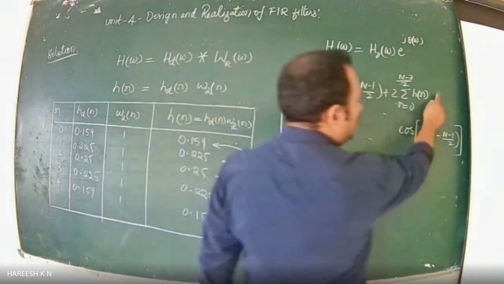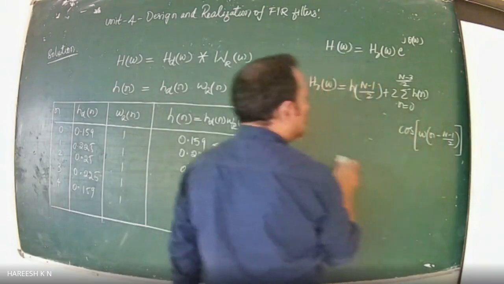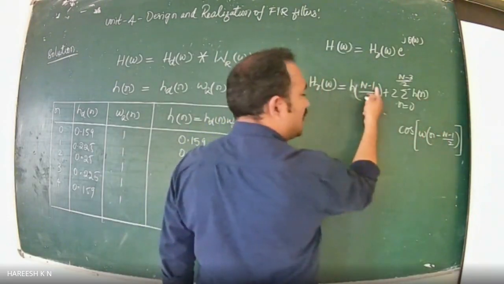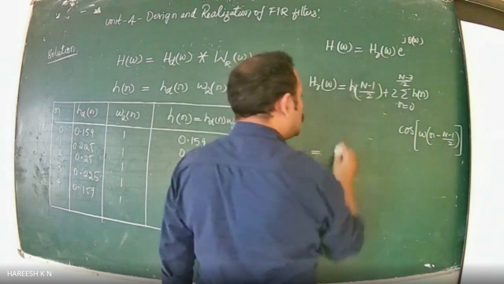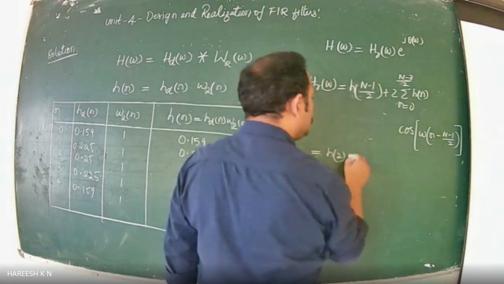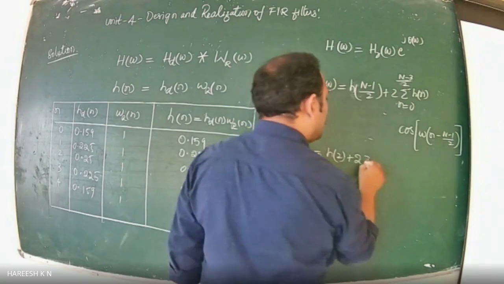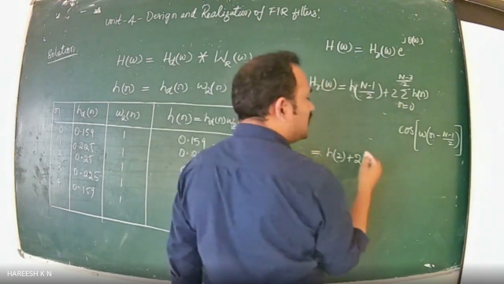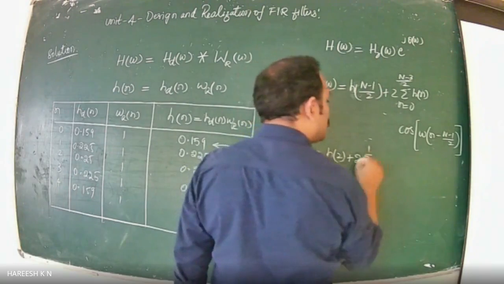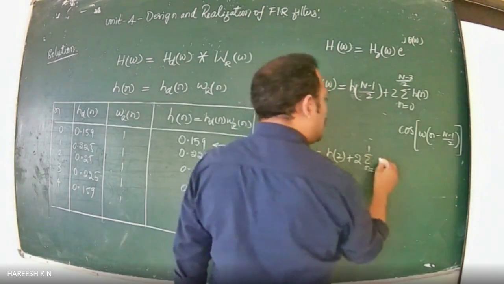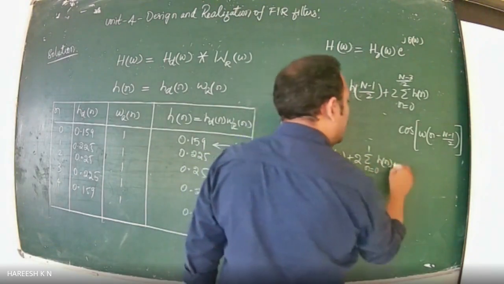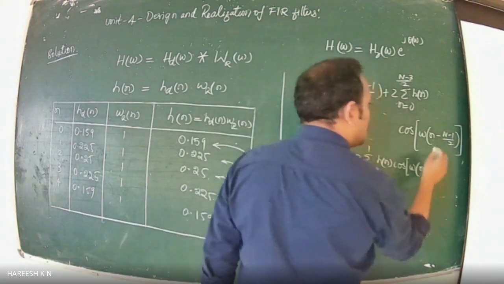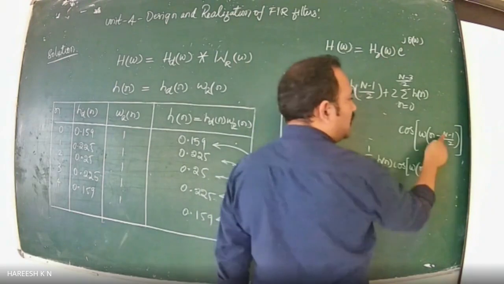This is the continuation of that, right? Now, which is equal to, n is 5. Therefore, 5 minus 1 is 4, 4 by 2 is 2. H of 2 plus 2 times the summation n varying from 0 to n minus 3, n is 5, 5 minus 3 is 2, 2 by 2 is 1. Correct? Therefore, 0 to 1 h of n into cos of omega into n minus 1 divided by 2.